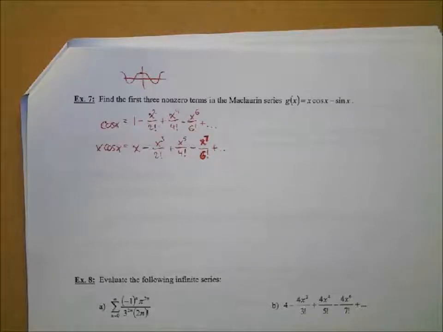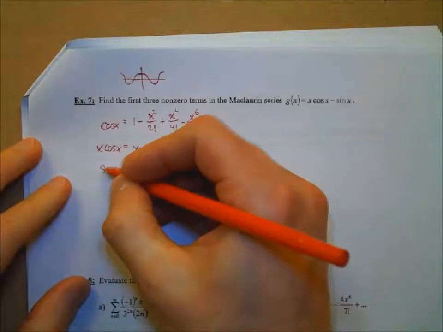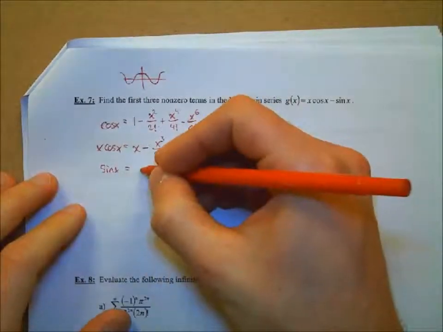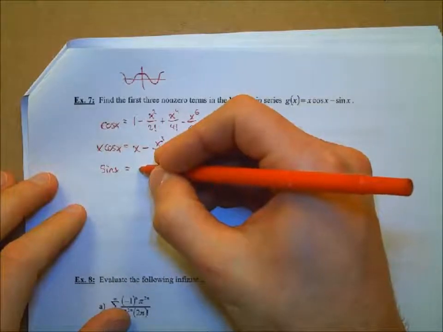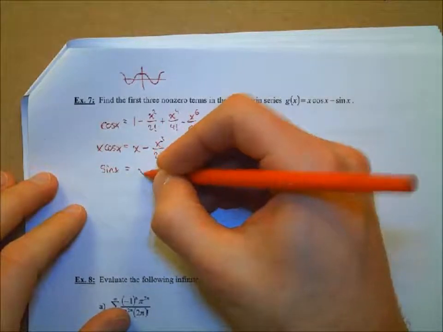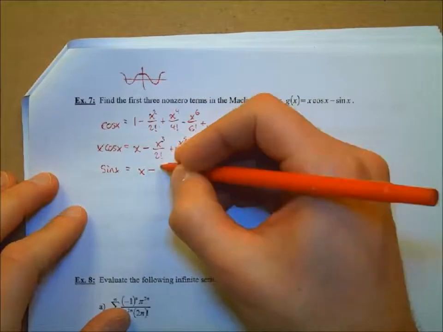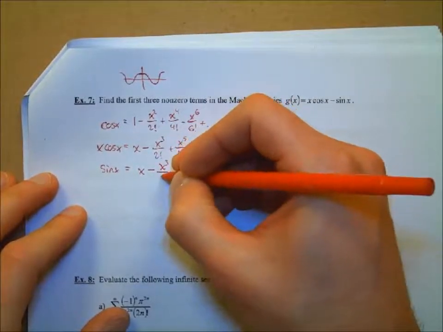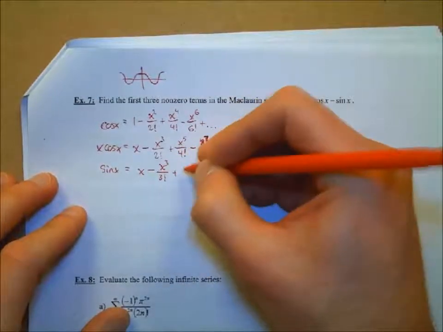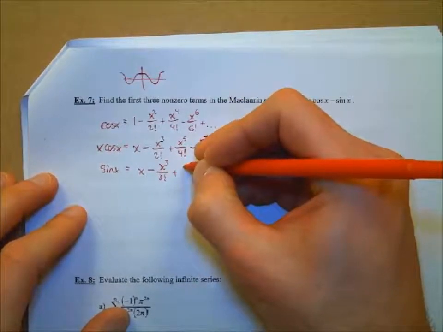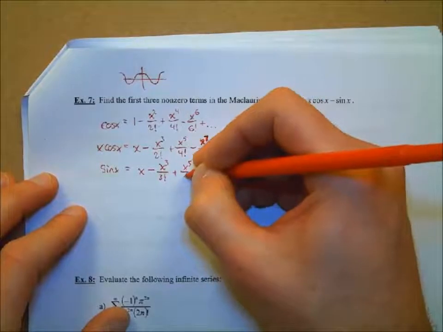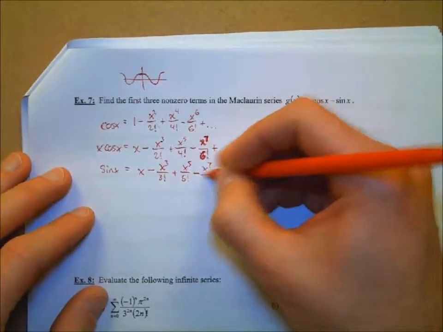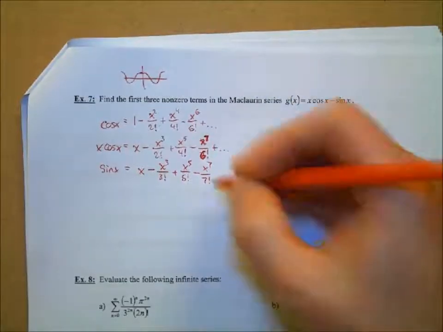And what is sine of x? We just got done talking about it. Sine of x, well, where does it start? It starts at x, and then minus x to the 3rd over 3 factorial plus x to the 5th over 5 factorial. I'm going to do 4 terms for this one too. Minus x to the 7 over 7 factorial, once you get it going, and then plus, dot, dot, dot. You get the idea.